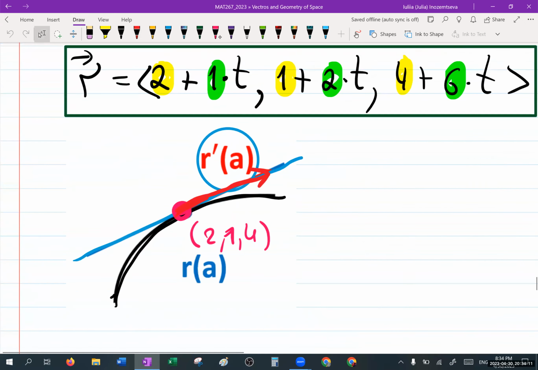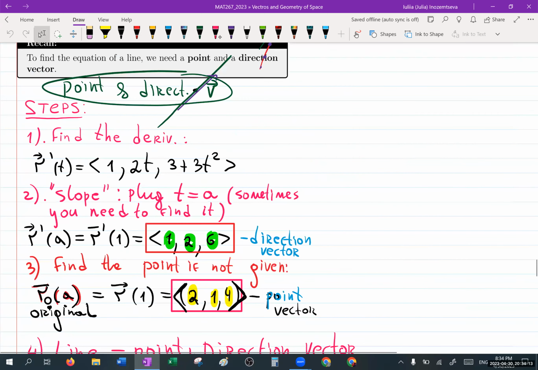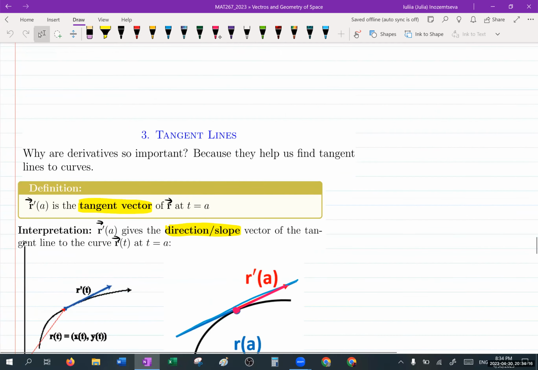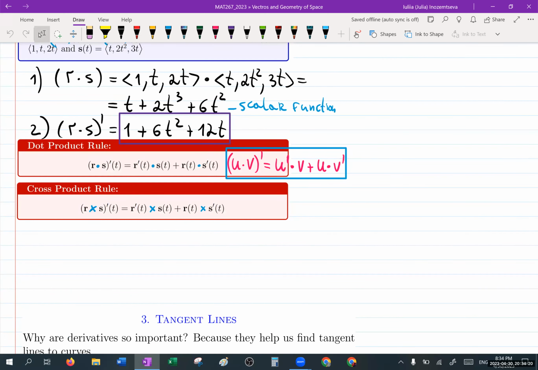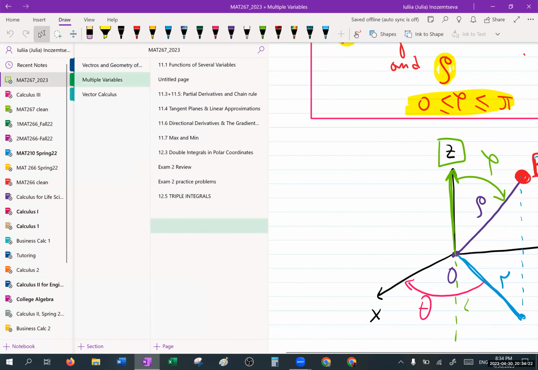Let me check my notes here. R prime, figuring out tangent vector. Find tangent vector. Yeah. Dot product, cross product. We got it. Okay, done. Multiple variables. I mean, obviously, partial derivatives, chain rule, tangent lines.